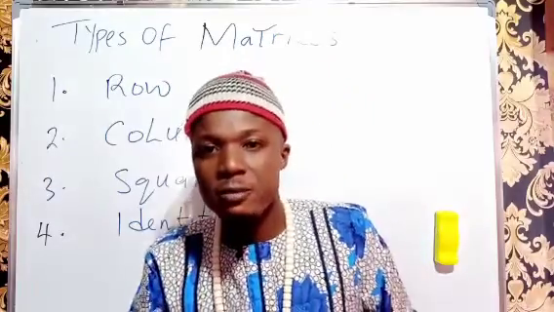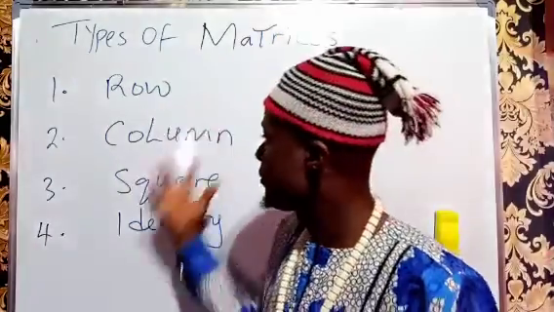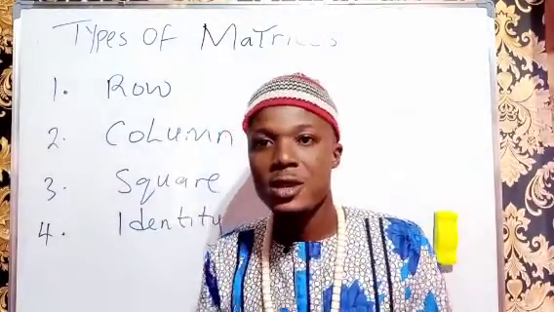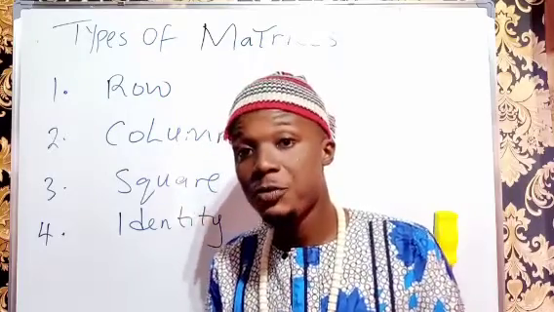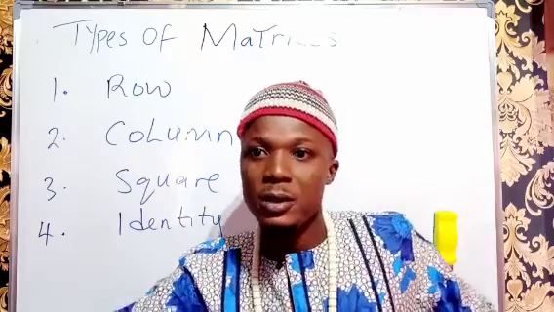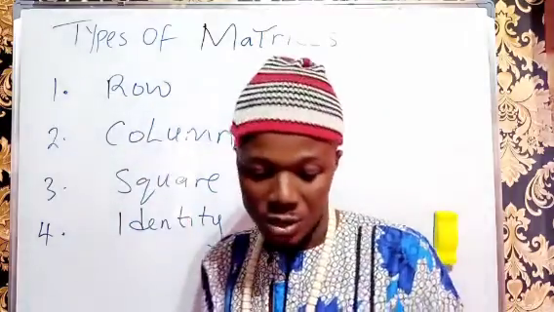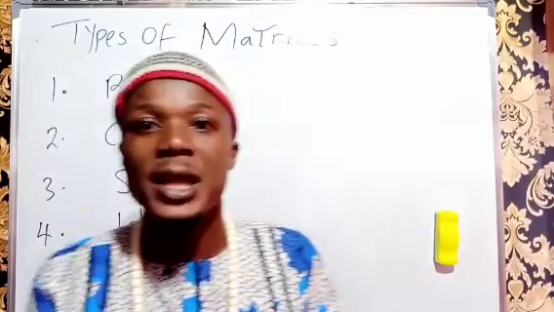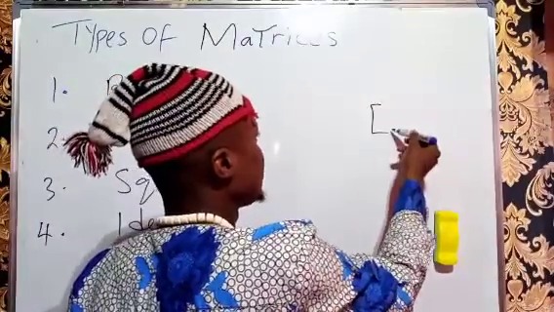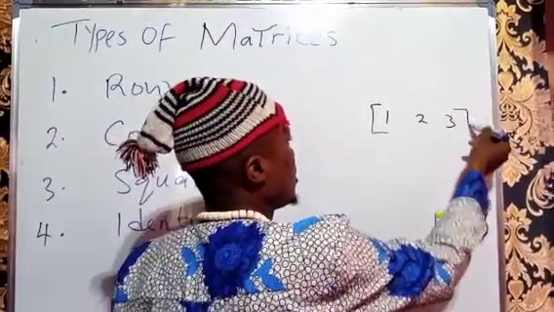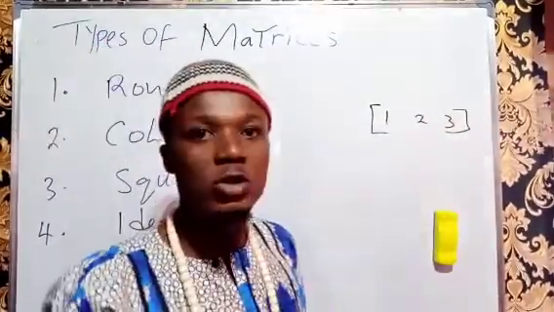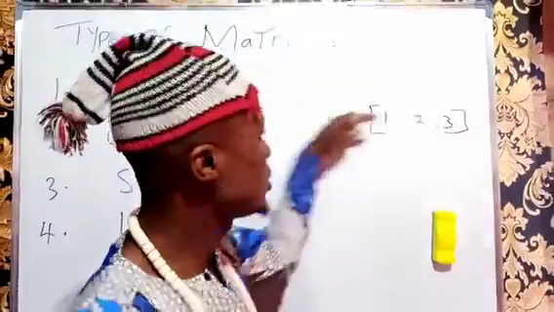And having known the meaning of a matrix, let us see the types of matrices we have. Number 1 is a row matrix. By now you've known that a matrix is just an arrangement of numbers in rows and columns, and a row is just the arrangement in the horizontal direction. So now I'm talking about a row matrix. Simply put, a row matrix is just a matrix that has only one row. For example, if you have a matrix like this, 1, 2, 3, you can see that this matrix has only one row. So this kind of matrix is called a row matrix because the row is just one.